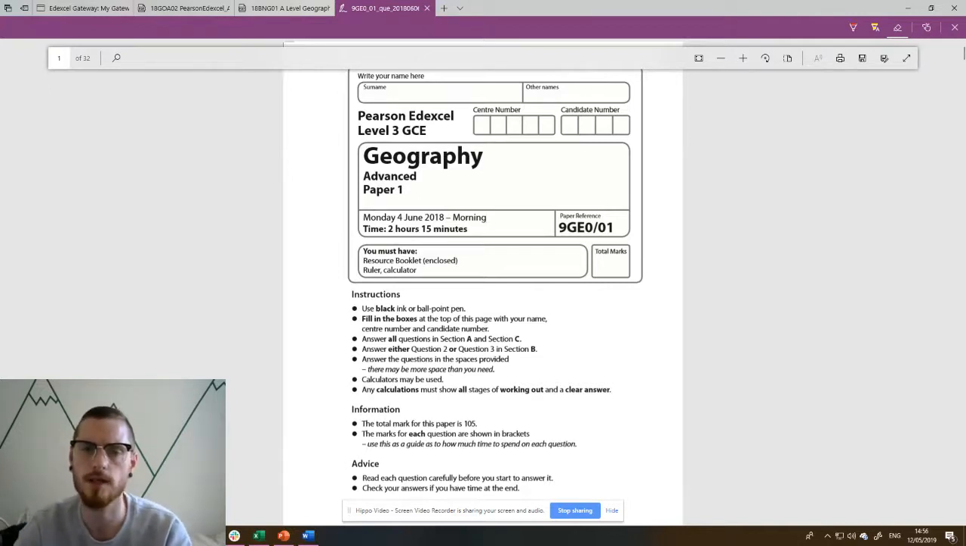Before I begin, I'd just like to say very quickly that this is my interpretation of materials produced by the exam board, including training that I've attended. Let's get into the actual paper then.